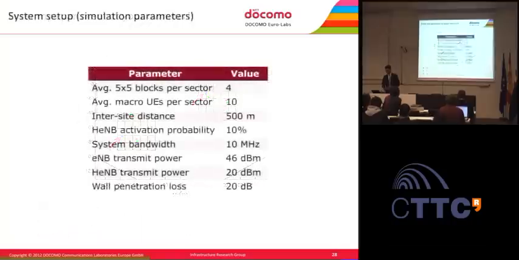We will focus all our analysis on them. Okay, so we have some simple parameters. The important ones are this. An apartment has a 10% chance of containing a home node B, and the home node B transmits with much lower power than the macro eNode B. We also model walls and wall penetration losses, etc.